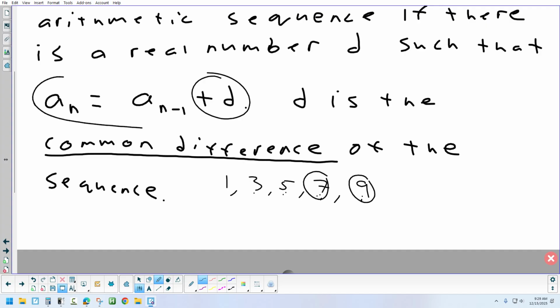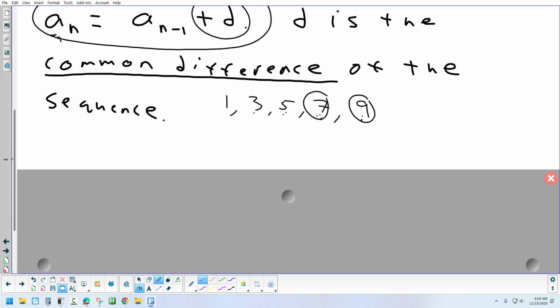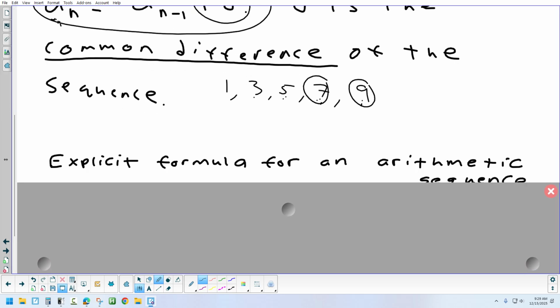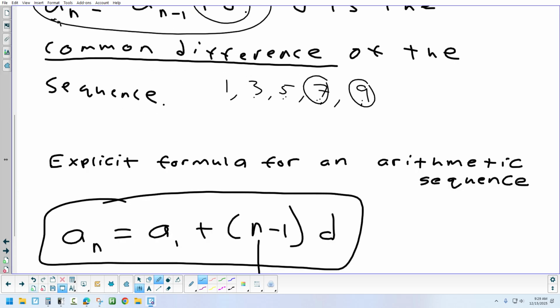So what kind of formula is that, where you're adding something to the one that comes before it? Recursive, yeah. So this is recursive. What we want is explicit. That is the explicit formula for an arithmetic sequence. So now we don't have to try to guess, is it times 3 and then minus 1, or is it times 5 and plus 2? You're not going to have to guess anymore.